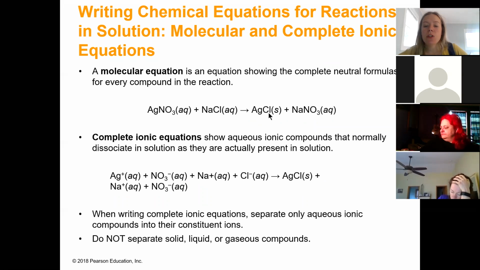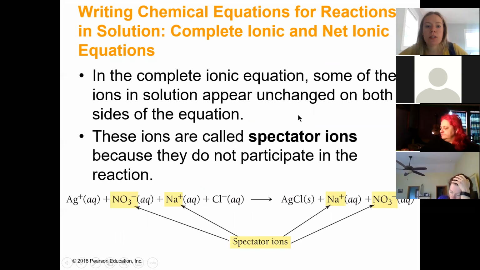The final equation that we have is what's known as the net ionic equation. And here's the complete ionic equation. Do you guys see how there are a couple things that are the same on both sides? Like here I've got NO3- as an ion, and here I have NO3- as an ion. And here I have Na+ and Na+.